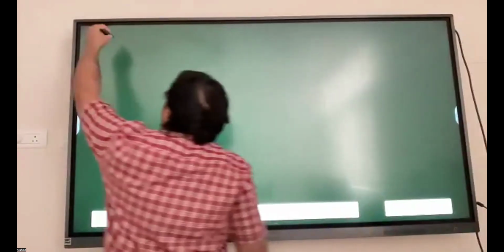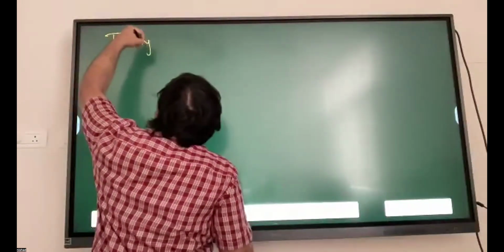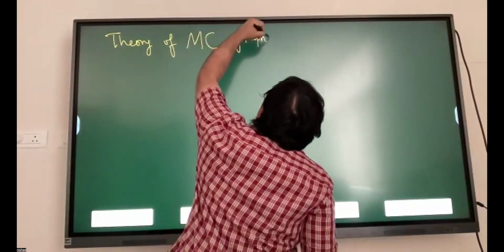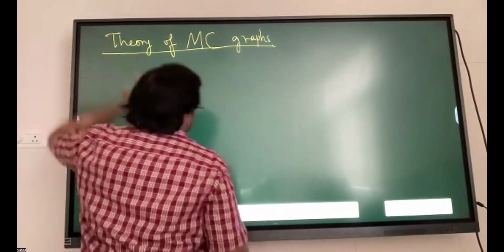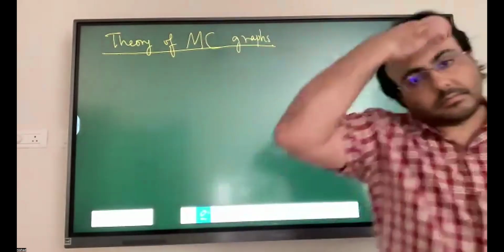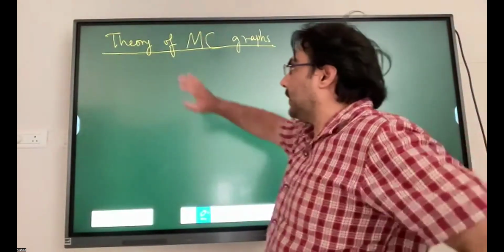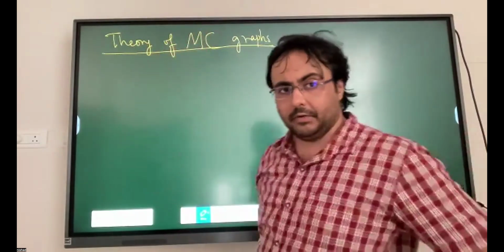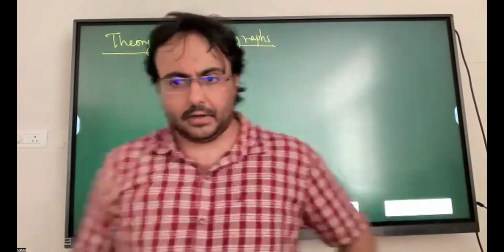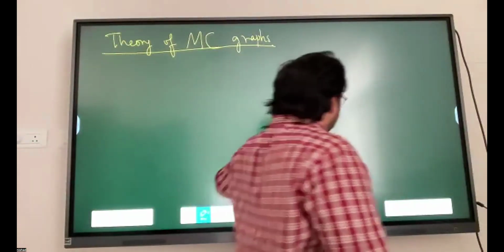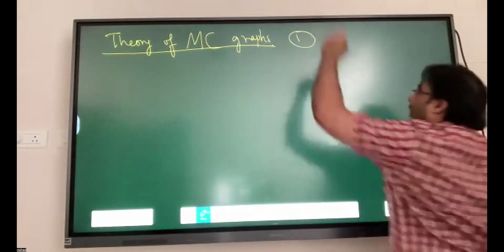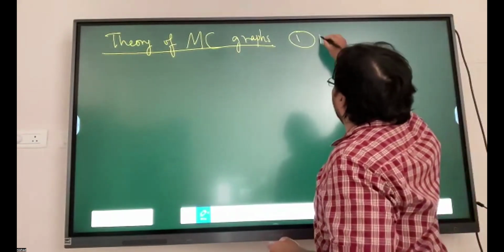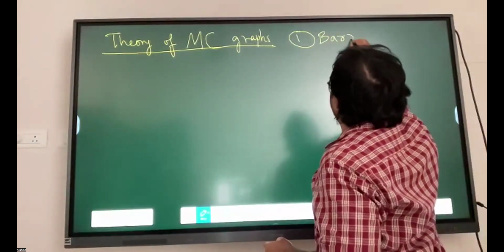So, theory of matching covered graphs. And the point is that if you want to answer questions about perfect matchings, you don't need to worry about all graphs. You can just focus on matching covered graphs. So that is why there is a lot of theory on these graphs. I will list down some important topics that are part of this theory. One is barriers, which we have already talked about.